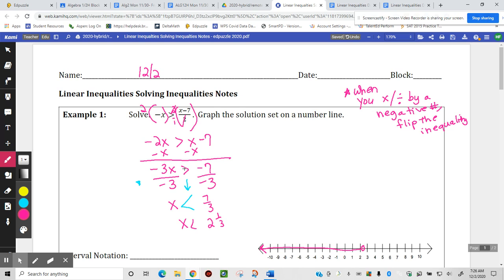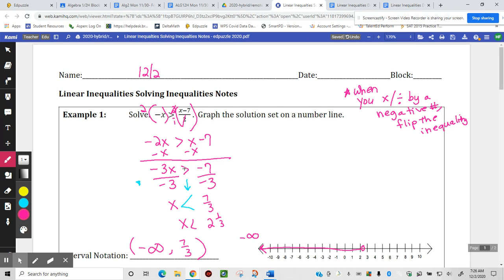For interval notation, all right, so keep practicing with that. It goes from left to right. So what's happening on the left is that's negative infinity. So it's coming from the left and it's going to 7/3. Now, open circle, that's a parentheses.